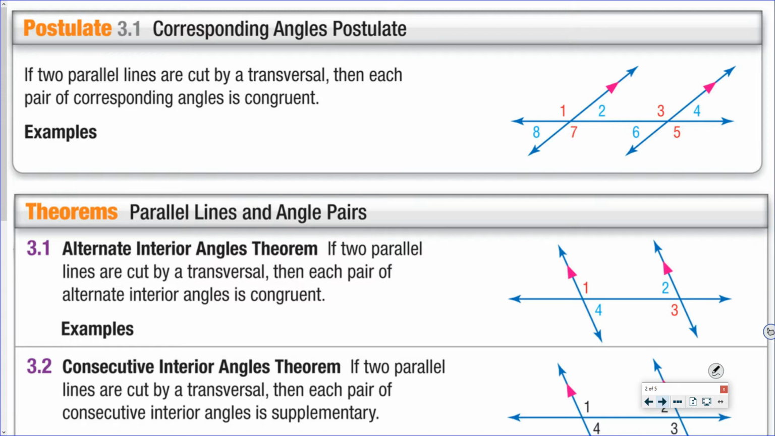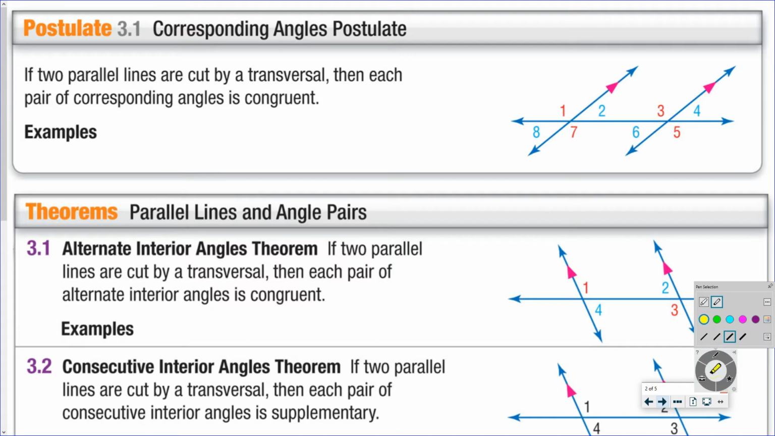I'm going to highlight this in each of these hypotheses. You'll see, if two parallel lines. Again, I wrote right here, this only works if the two lines are parallel. The following 5 things we're going to talk about: 4 theorems, 1 postulate. These only work if the two lines are parallel.